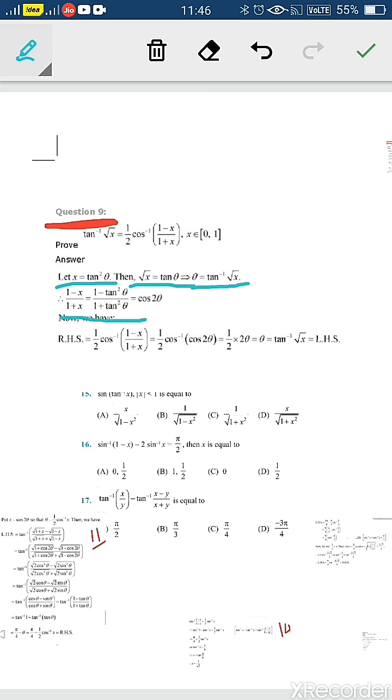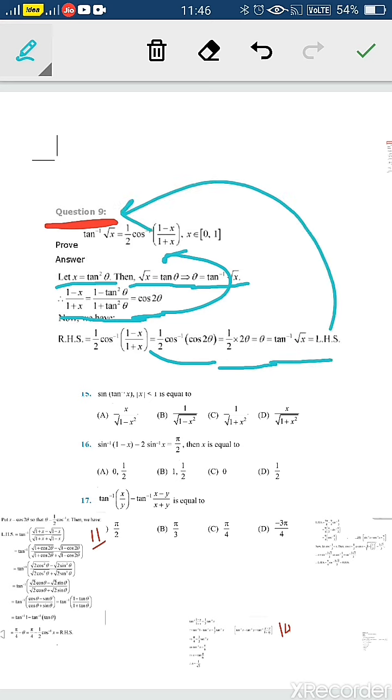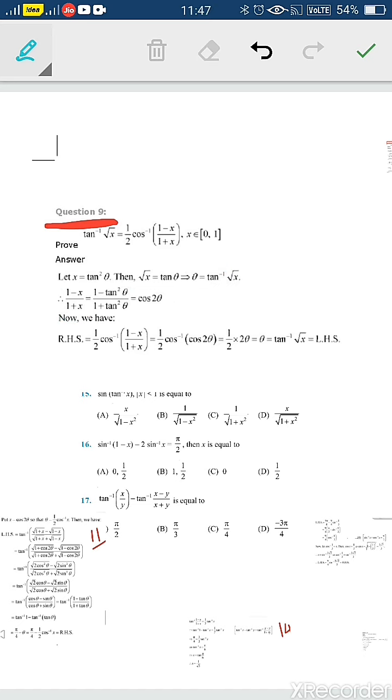So (1 minus x) upon (1 plus x) is equal to (1 minus tan square theta) upon (1 plus tan square theta), which is equal to cos 2 theta. So putting the value cos 2 theta here, you will get cos inverse of cos 2 theta. You have taken the right hand side, so it becomes half of 2 theta. Half of 2 theta is theta, that is tan inverse root x, which is your left hand side. Hence this question is solved, right? So isn't it easy?